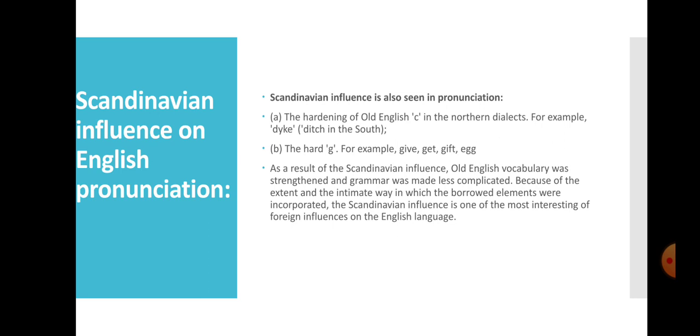The second is the hard G. For example, the G sound is pronounced as G. Examples: give, get, gift, egg, etc. G is pronounced as G.